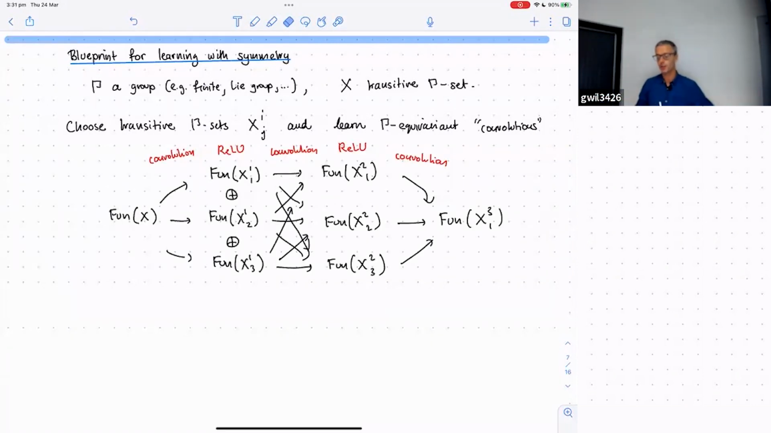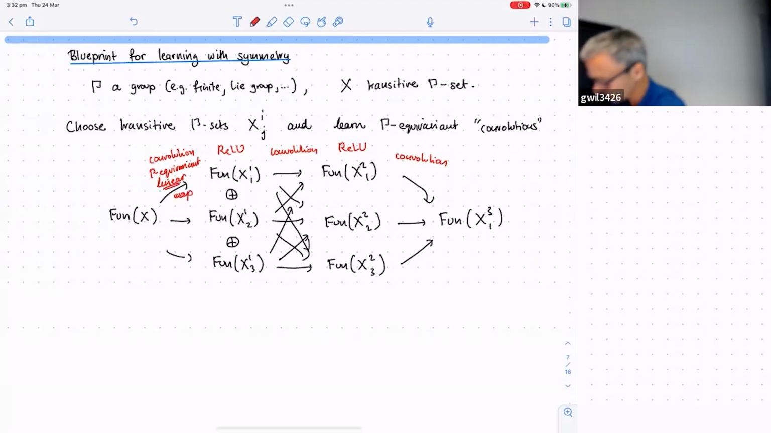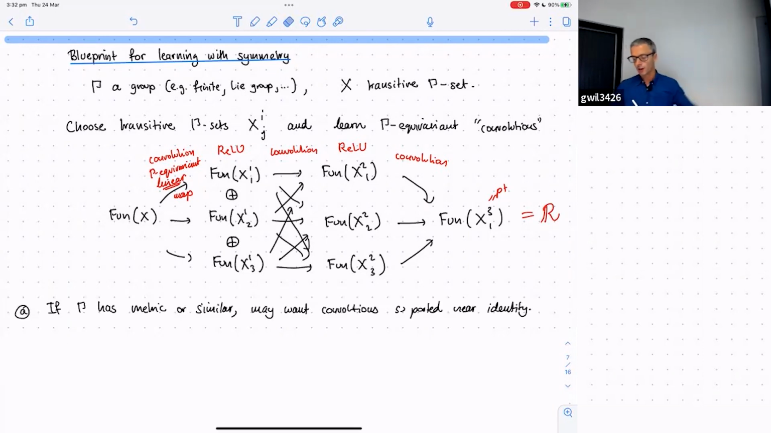And this is all we do. We consider some equivariant map, so convolution. So this should be a gamma equivariant linear map. And then we do a ReLU, and then we do another one, and then a ReLU, and then another one. And we want to train across the parameters of gamma equivariant linear maps. And probably this is a point or something. So this whole space is R. If gamma has a metric or similar, we might want convolution supported near the identity.